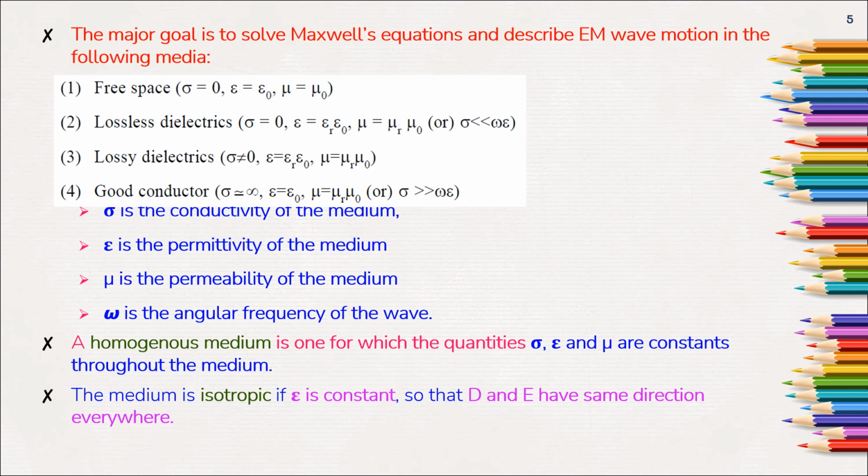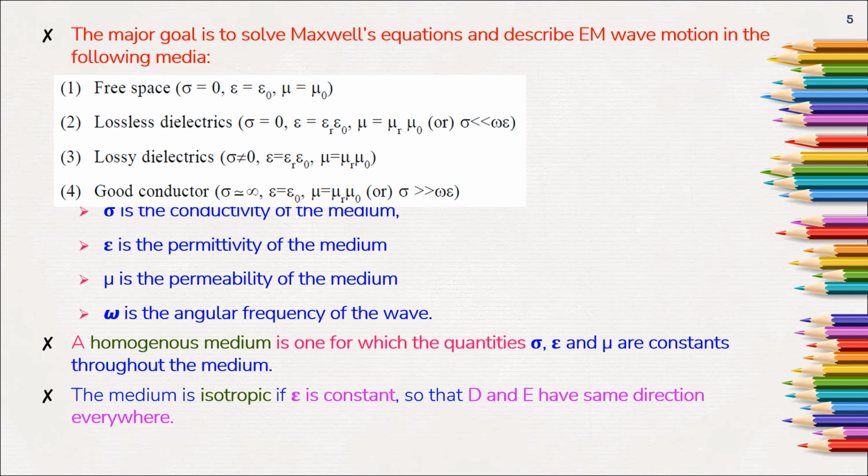Lossless dielectrics is one where sigma is equal to 0, whereas lossy dielectrics is one where sigma is not equal to 0, which means that it offers some amount of conductivity. For a good conductor, sigma is going to be infinity. And for lossy dielectric, lossless dielectric and good conductor, we have mu r and epsilon values depending on the medium.